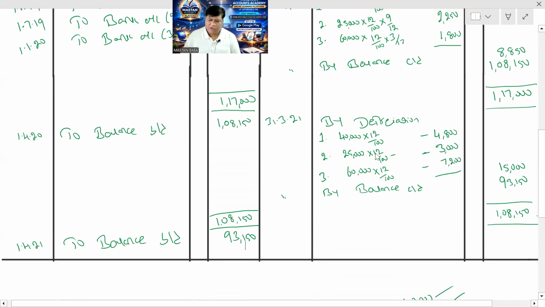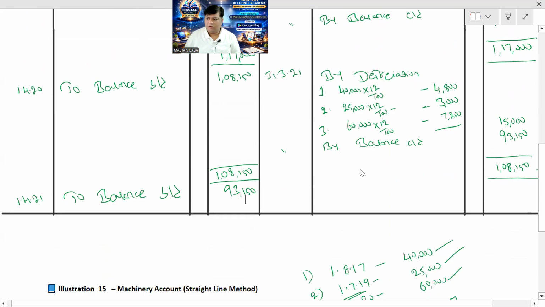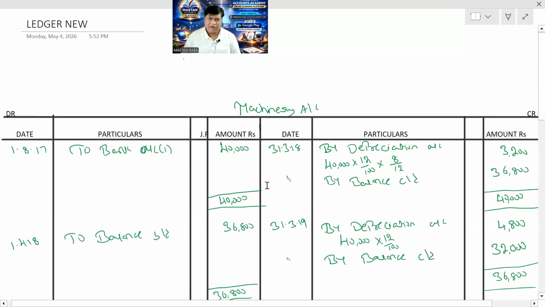Since all three machines were used for the full year, you can simply do 1,25,000 into 12/100, there is no mistake. The answer will be the same. But I have segregated: first machinery 40,000 into 12/100, second machinery 25,000 into 12/100, and third machinery 60,000 into 12/100. Okay, even if the length increases, this model will be very easy for you in future. 93,150 is the balance of the assets. So dear students, we have completed the model when more than one asset is purchased.